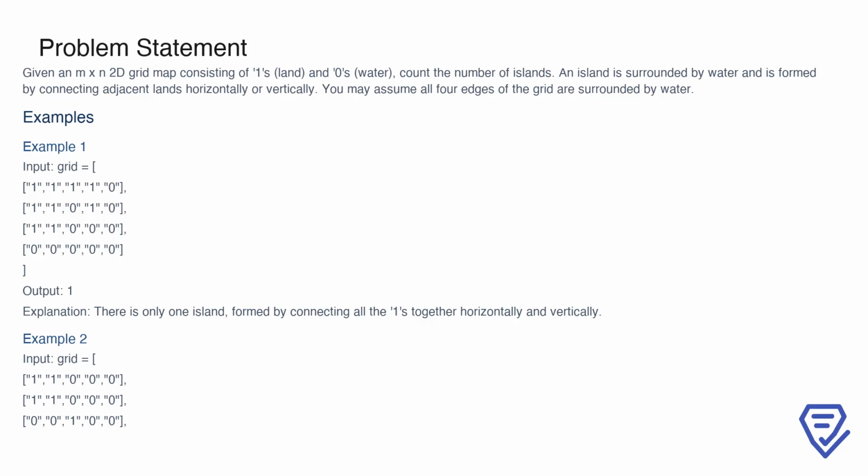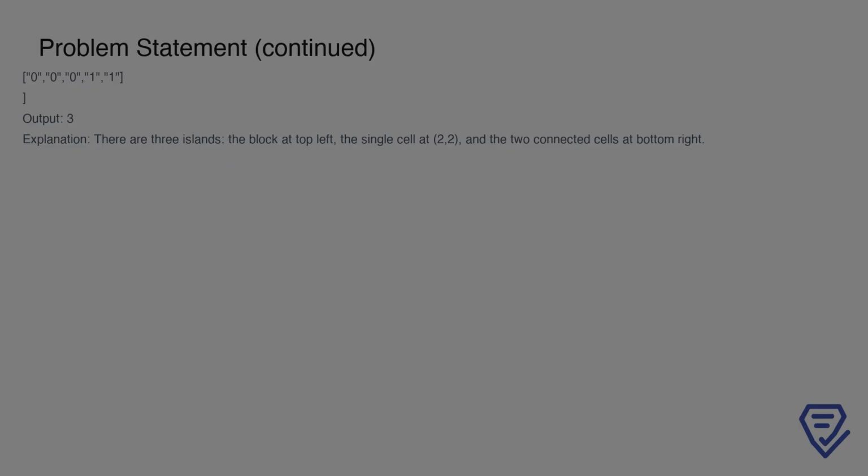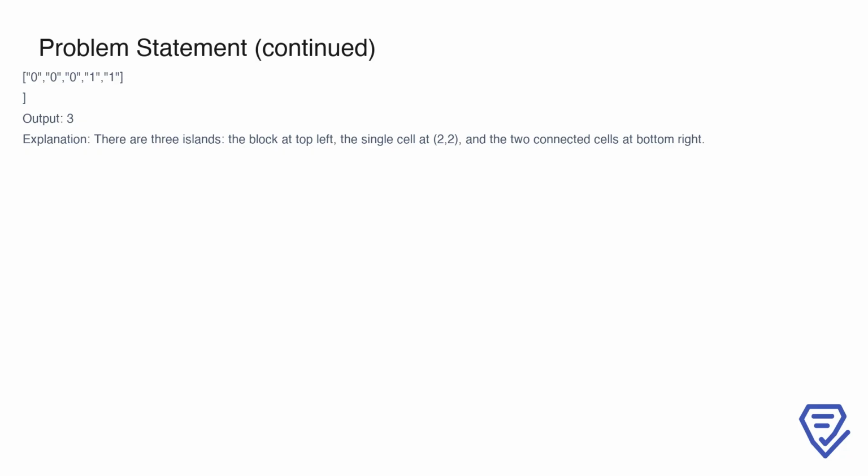Now, let's examine the provided examples. In example 1, the grid has a block of ones connected together in the top left, with zeros on the right and bottom. Since all the ones are connected horizontally or vertically, they form a single island, so the output is 1. In example 2, there are two separate blocks of ones in the top left and two more disconnected areas in the right and lower part of the grid. After checking connectivity, we find 3 distinct islands. Each island is separated from the others by at least 1 zero. In both examples, adjacency is strictly horizontal or vertical, not diagonal.